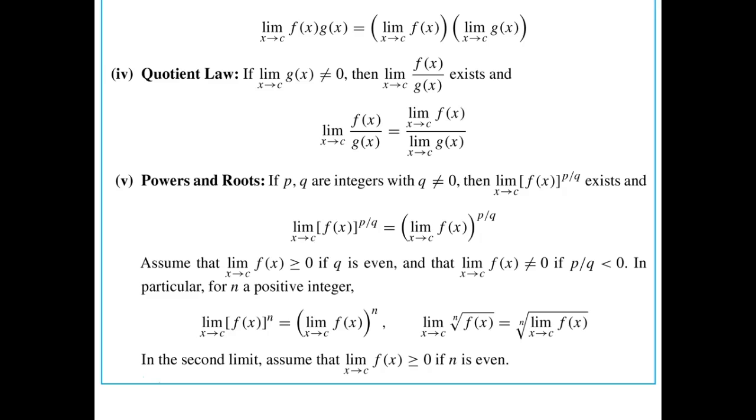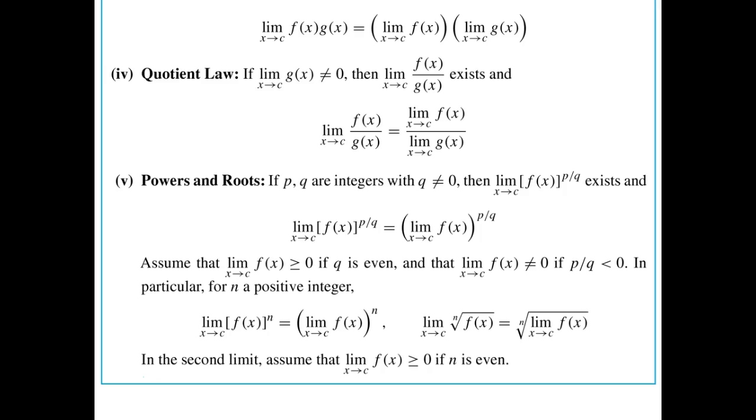So p and q are integers, q not 0. That makes sense. Then that's true. Okay, that's the first part. Now, for the second part here, that's true for this part up here.